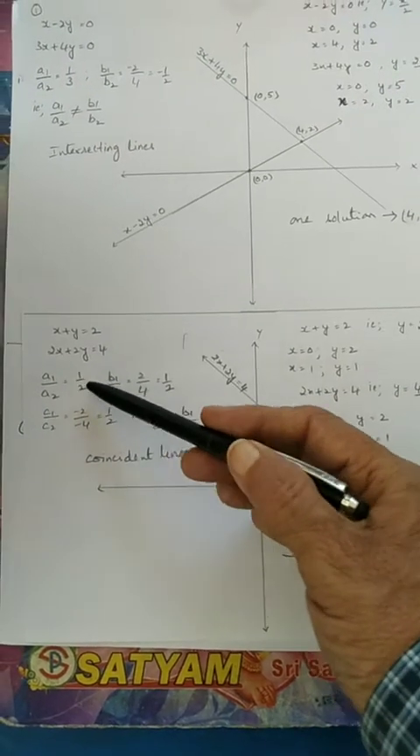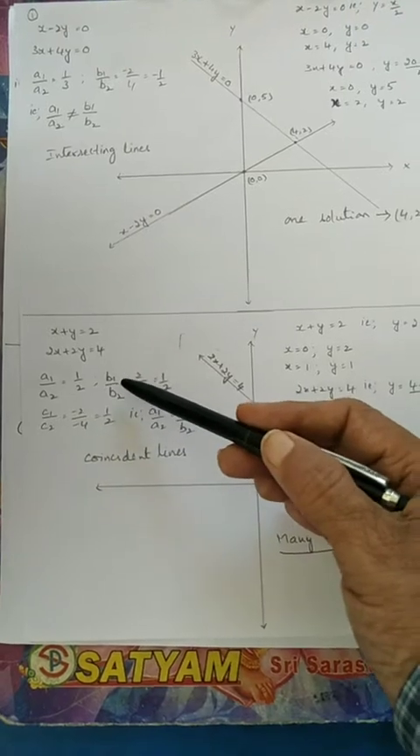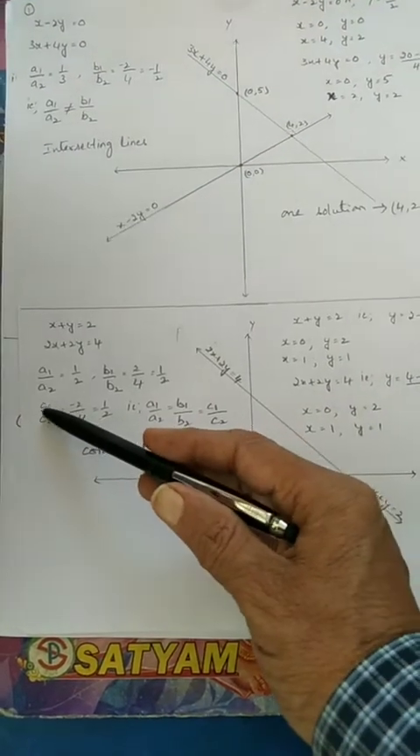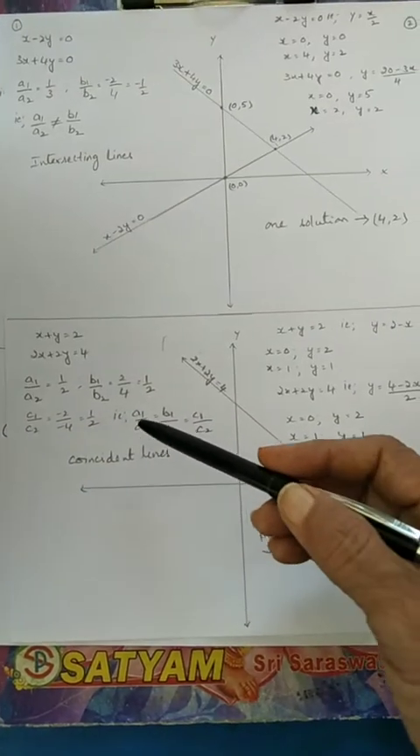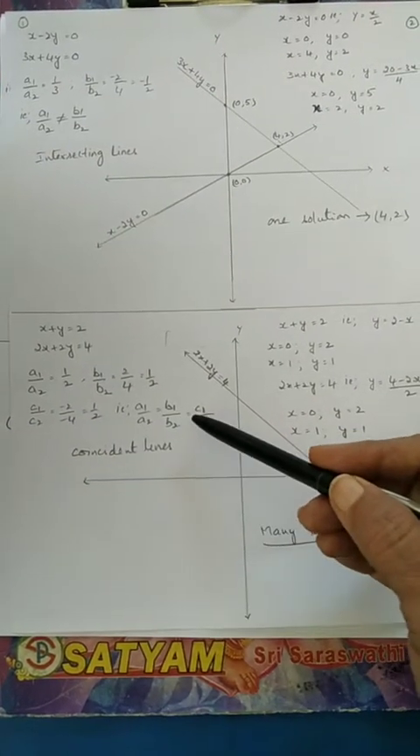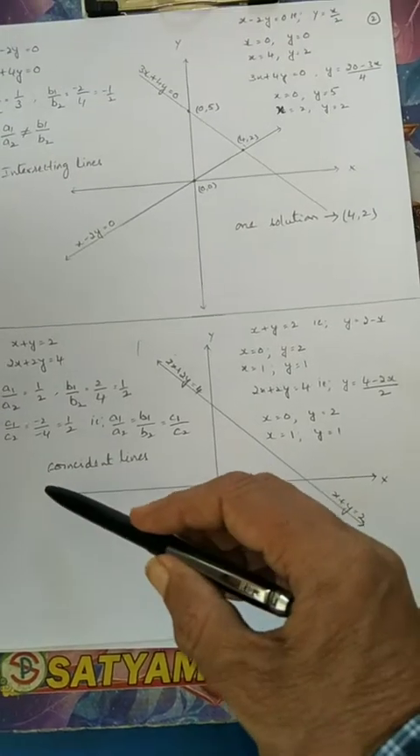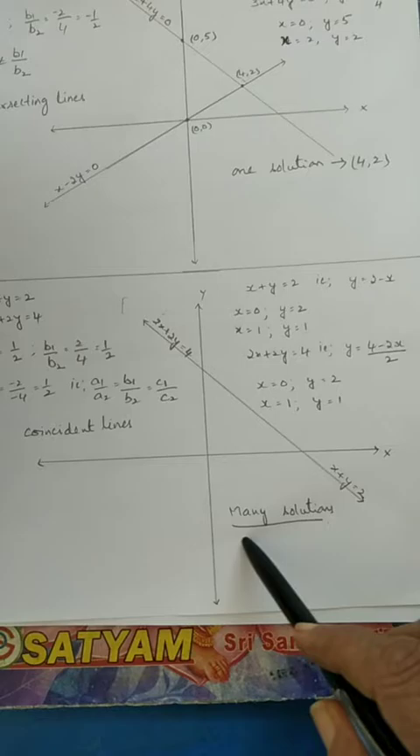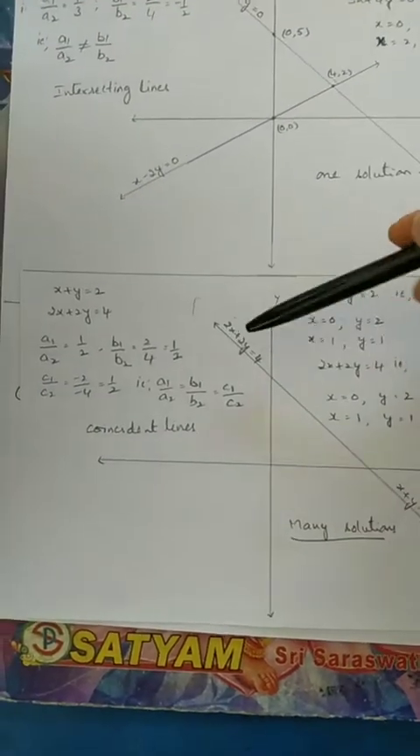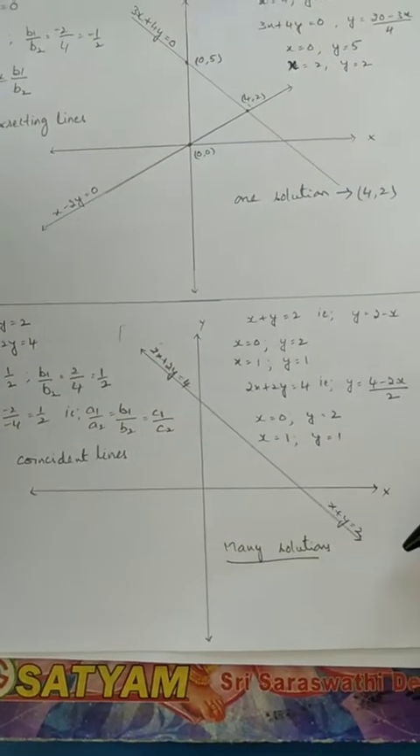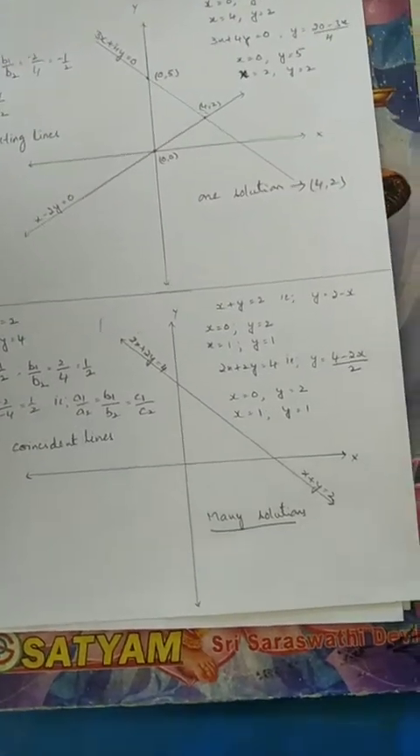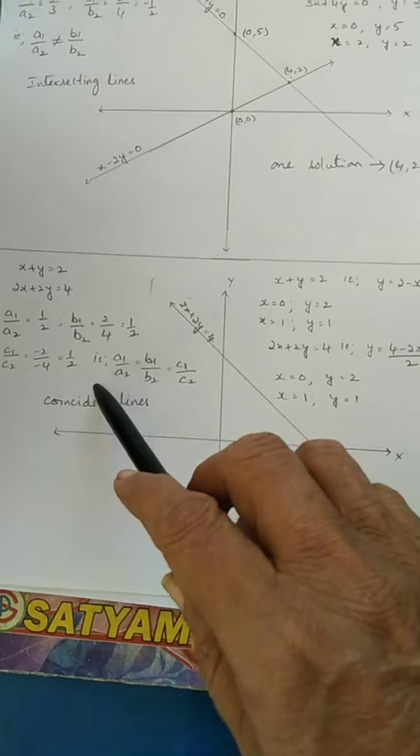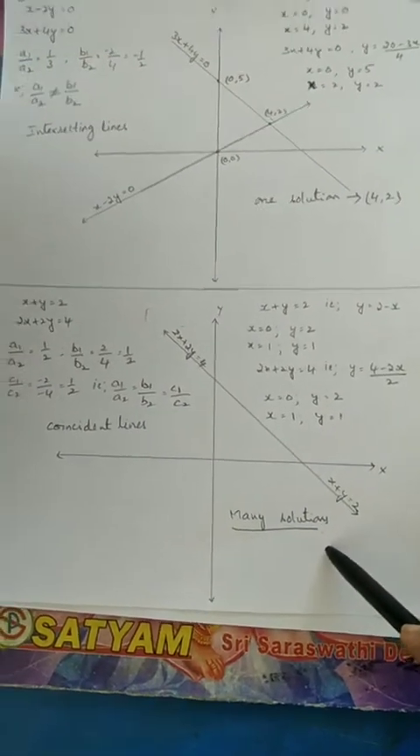Why? Because A1 by A2 we got 1 by 2, B1 by B2 also we got 1 by 2, and C1 by C2 also we got 1 by 2. That is why A1 by A2 is equal to B1 by B2 is equal to C1 by C2. Then we call them coincident lines. For coincident lines we have many solutions. The points which fall on these lines are all the solutions of the given graph. That is why we are saying that for coincident lines we have many solutions.